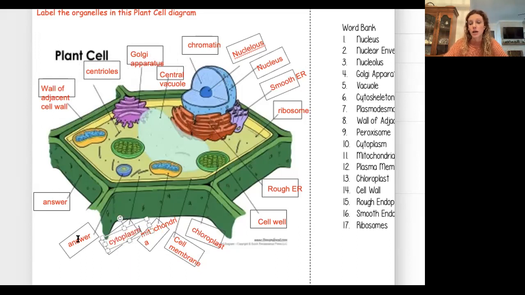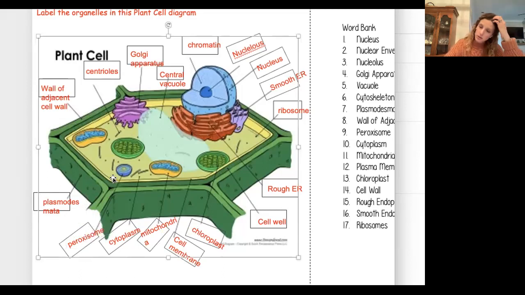Now, these two, I'm not going to quiz you on these two answer choices, but if you want to write them down, the plasmodesmata basically acts as holes in the cell wall that allows materials to transport in and out. And then this is a peroxisome. Okay, and basically the peroxisome is going to act like a lysosome, which is going to engulf waste and broken organelles or worn down cell particles. Okay, so there's your plant cell.